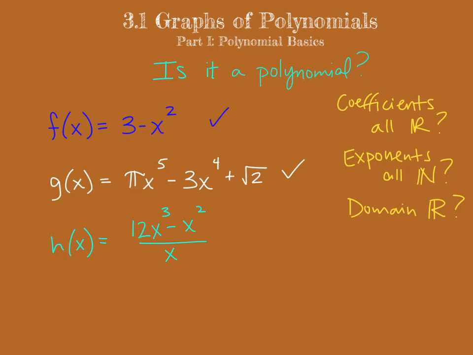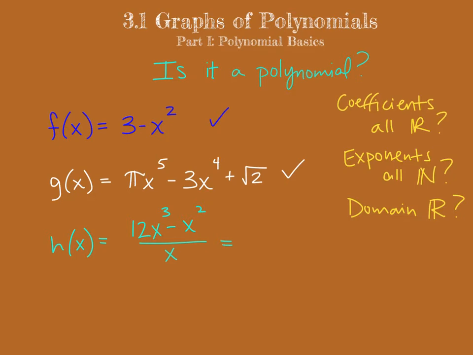All right, let's take a look at h of x, and you'll note off to the side I made a little checklist since I feel like I'm talking too much and I need to write that down. So let's take a look at h of x. Are the coefficients all real numbers? 12, -1, and 1. Yes. Are the exponents all natural numbers? 3, 2, and 1. Yep. Is the domain all reals? No. In this case, we do have x in a denominator, therefore the domain is all reals except 0, and that can't be. Now, couldn't you argue that you could simplify this, right?